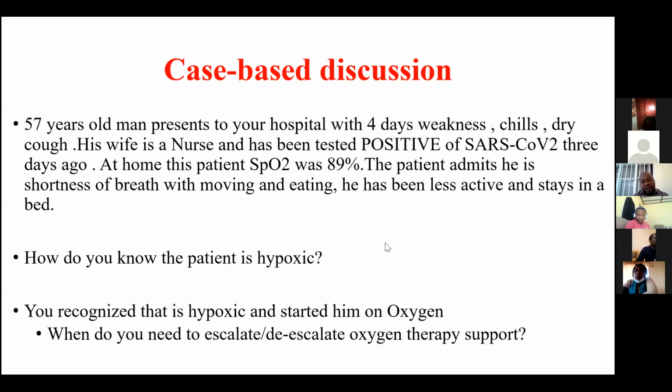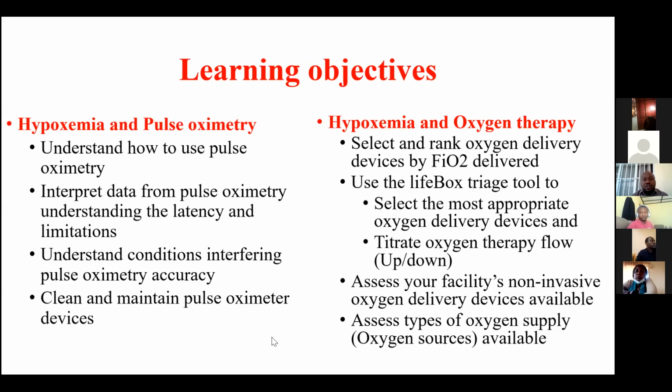The objectives of our session today are based on hypoxemia with pulse oximeter. The learning objectives are in two parts. Part one is hypoxemia with pulse oximetry. The second part is hypoxemia with oxygen therapy. Once you know the patient is hypoxemic by pulse oximeter, you also have to give oxygen according to what we will be discussing.